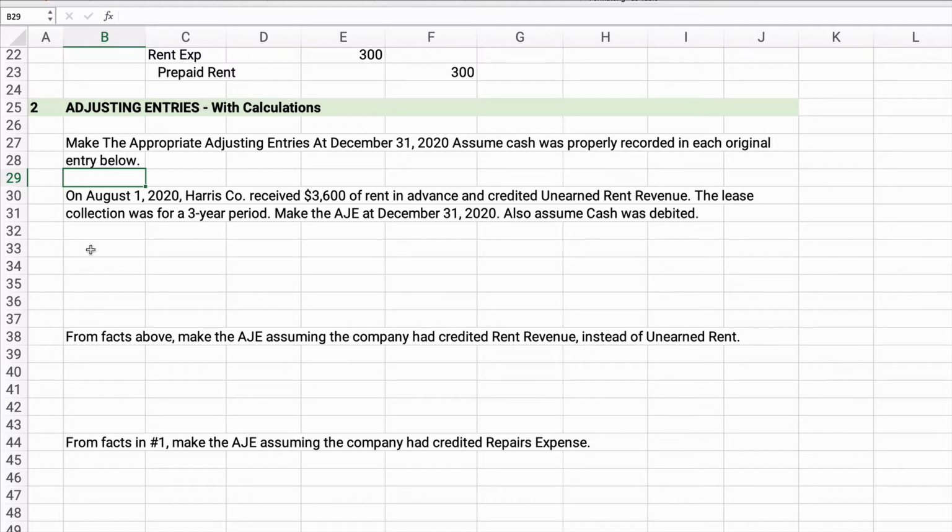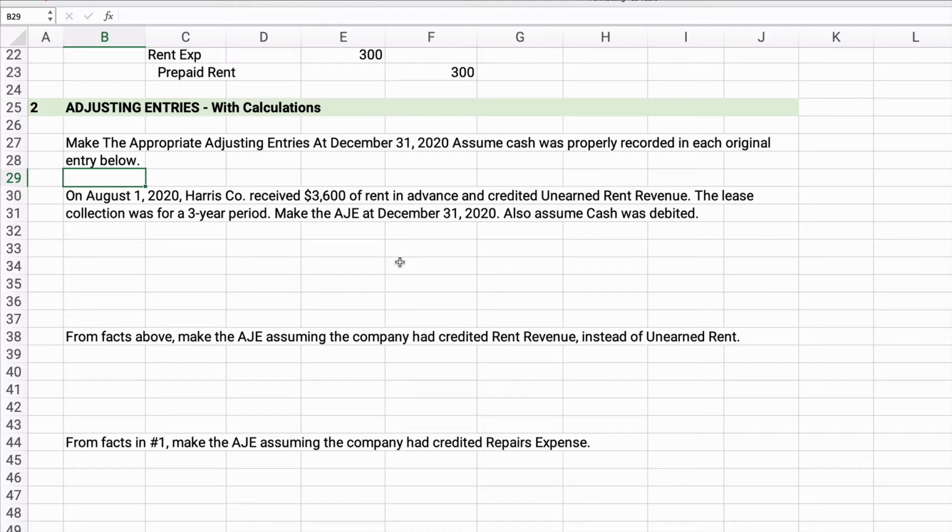August 1st, Harris Company received $3,600 of rent in advance and credited unearned rent revenue. When you receive rent in advance, the proper way to do it would be to credit unearned rent revenue, which is a liability, that will become rent revenue, which is a revenue account. The lease was for a 3-year period, so 36 months if you prefer. Make the adjusting entry at December 31st.